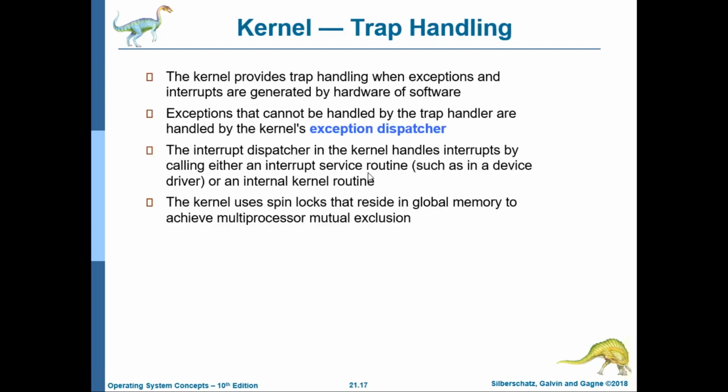So next is how does the kernel implement the trap handling? So the kernel provides trap handling when exceptions and interrupts are generated by hardware or software. So exceptions that cannot be handled by the trap handler are handled by the kernel's exception dispatcher. So the interrupt dispatcher in the kernel handles interrupts by calling either an interrupt service routine, such as in a device driver or an internal kernel routine. And then the kernel uses spin locks that reside in global memory to achieve multiprocessor mutual exclusion.